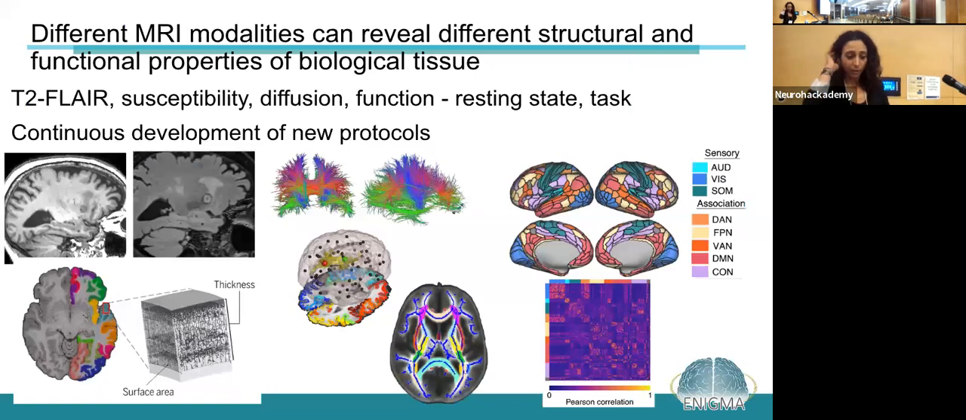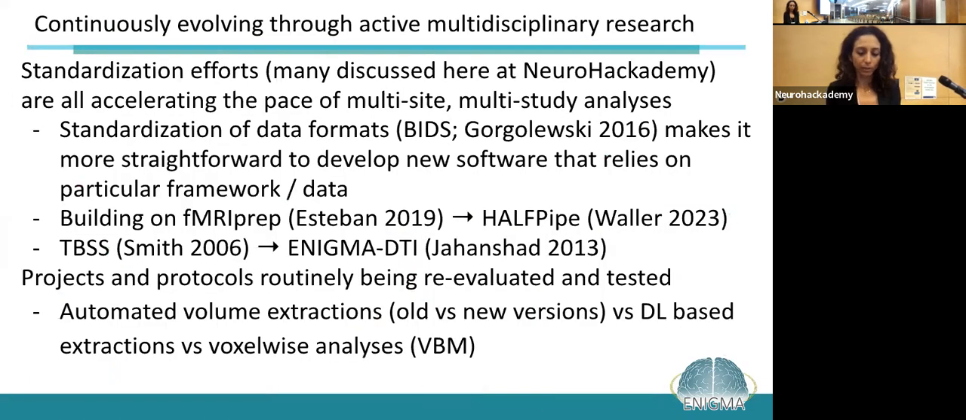So we've been mostly talking about structural MRI, but actually, as I mentioned, there are a number of protocols being developed for different modalities as well. So we have an active diffusion analysis and quite a bit of resting state and task-based. This is being led by folks in Germany, the fMRIs.